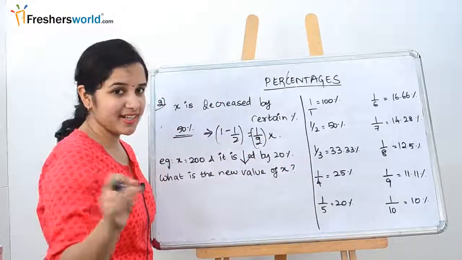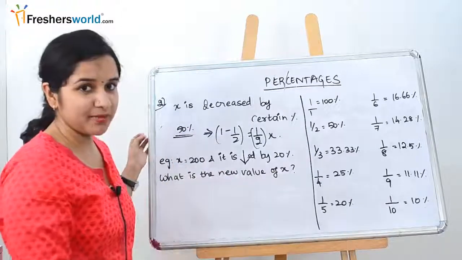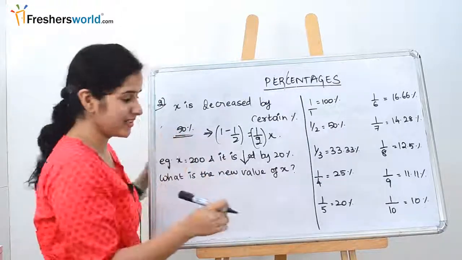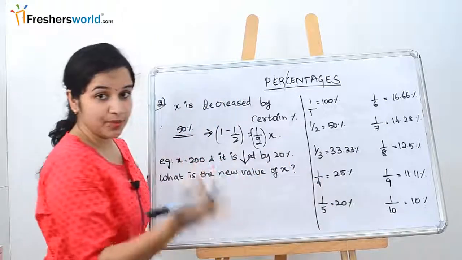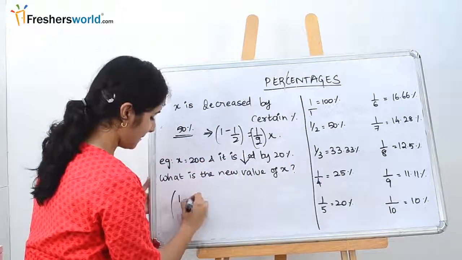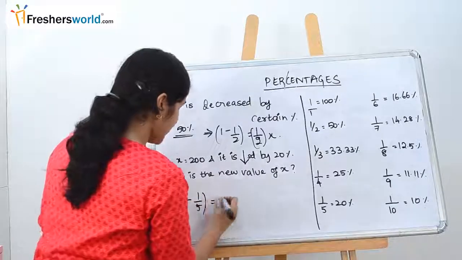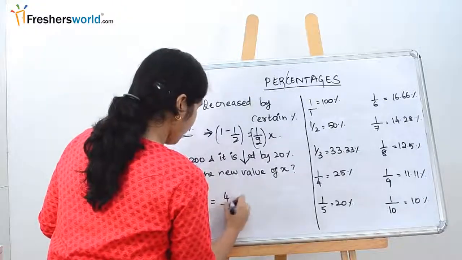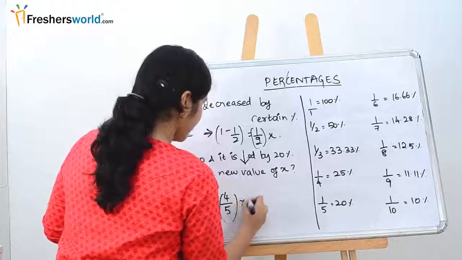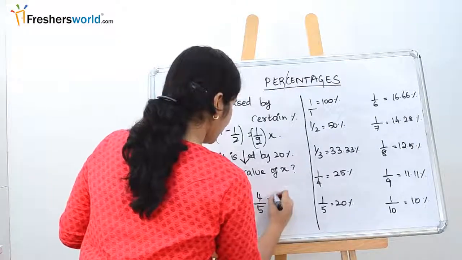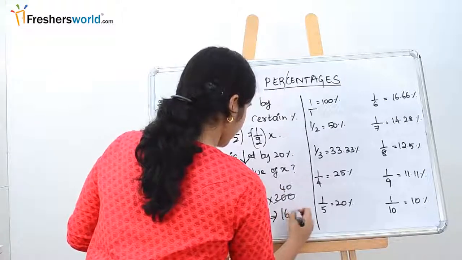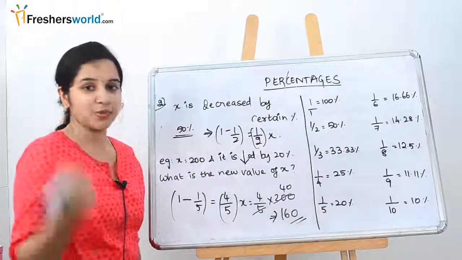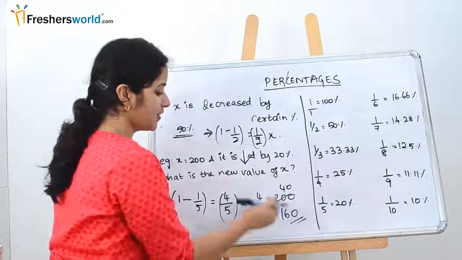Let's understand this with an example. Same example we are taking, but here the only change is that the X value is decreased by 20%. So 20% is nothing but 1 by 5. So what do we do? 1 minus 1 by 5, which is 5 minus 1, 4, so 4 by 5 of X. So 4 by 5 of 200 is 160. So if X is decreased by 20%, the new value of X is nothing but 160.